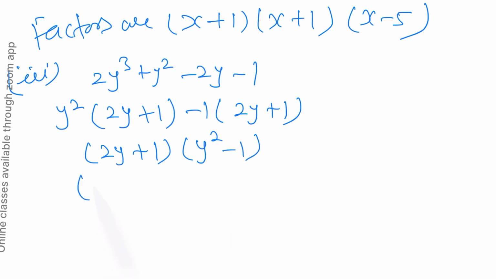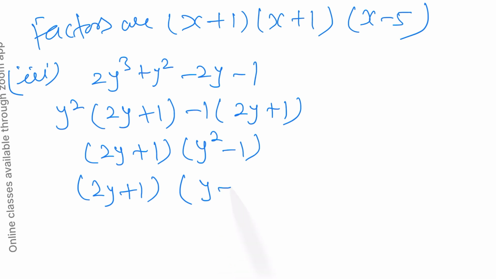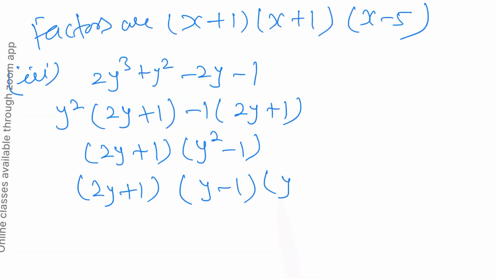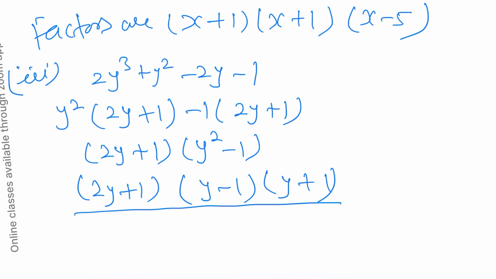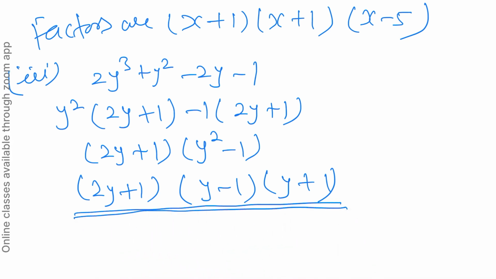Now applying the identity of a square minus b square here in y square minus 1, so it becomes y minus 1 into y plus 1. So we got three factors of this cubic polynomial. These are the factors of this polynomial.